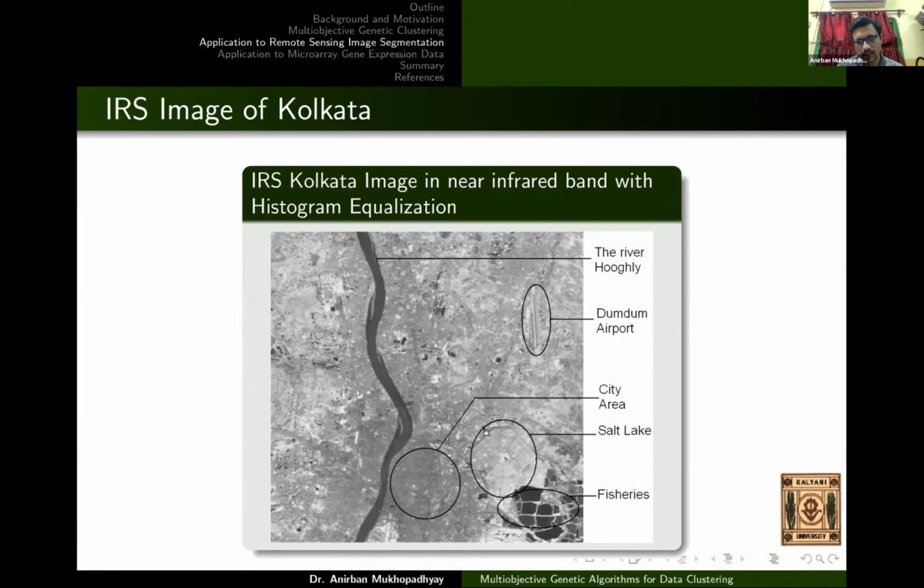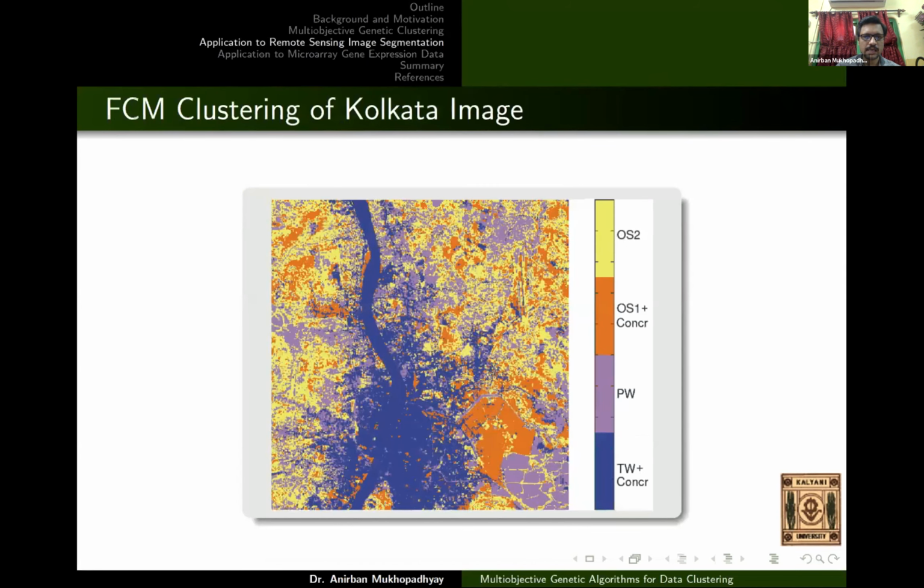You see that this is the Salt Lake area. A lot of open spaces are there, and these are the fisheries just beside what is the EM Bypass nowadays. And these two strips actually represent the airport runways of the Dum Dum airport. Now, this image, we applied our method to cluster, and this is the same image clustered using fuzzy image clustering. You see that it works reasonably well, but it has a mixture. It has confused the river and the city area. They have been put in the same class by the fuzzy image clustering.